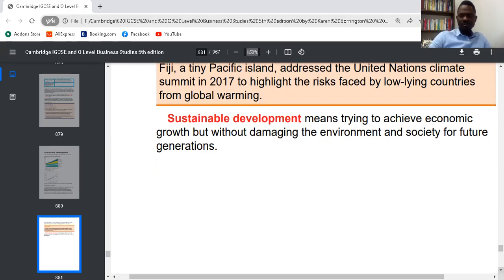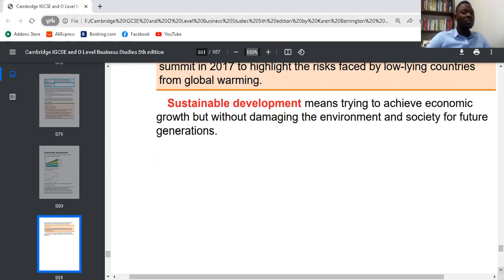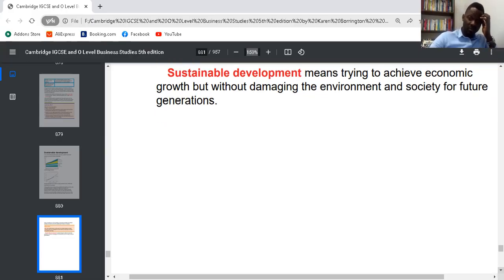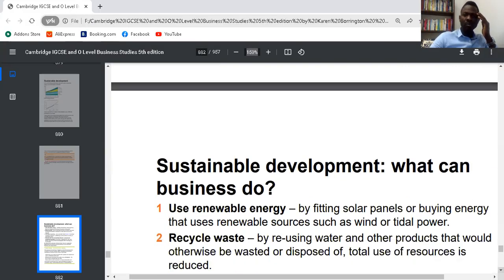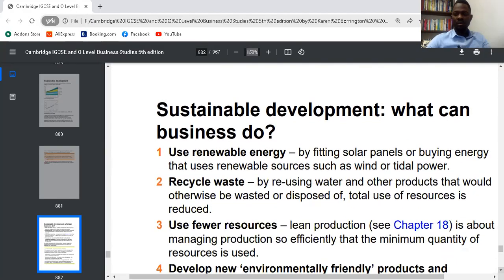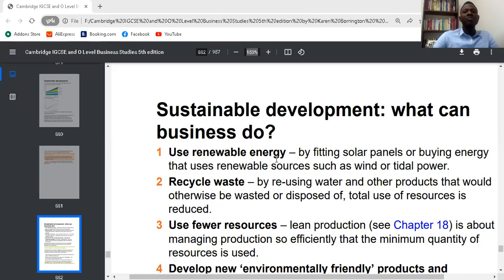So here they wrote: sustainable development means trying to achieve economic good, but without damaging the environment and the society of the future generation. I think it's clear. So what can businesses do? Sustainable development means whatever decisions we take to achieve economic growth, we have to put into consideration the future generation. So what can businesses do for sustainable development?